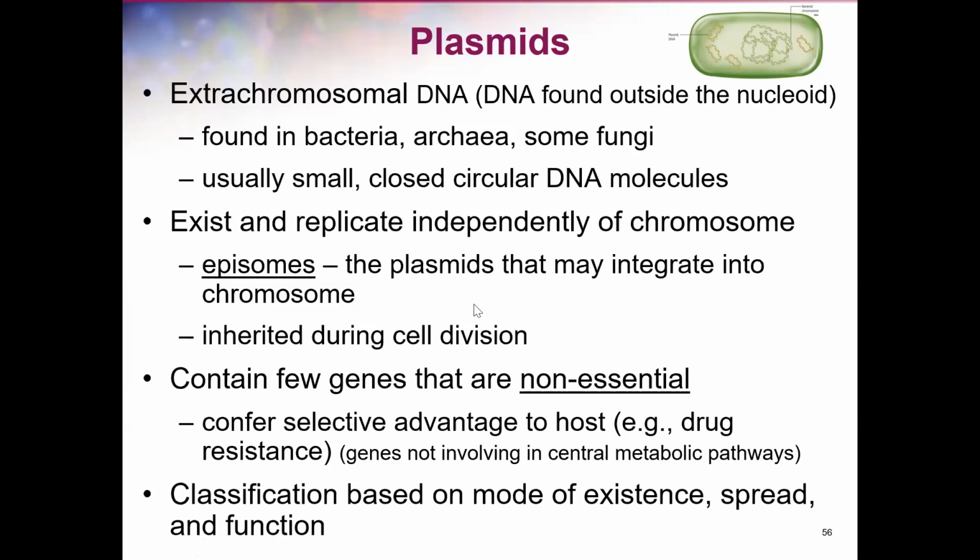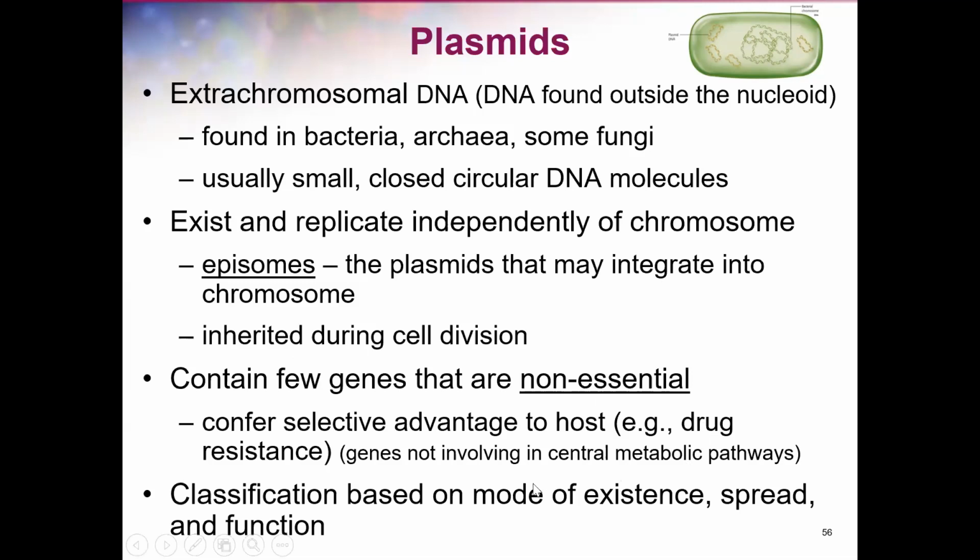It can reproduce another plasmid DNA. In terms of the genes, all the genes in a plasmid are so-called non-essential. That means even if the cells lose them, it won't kill them. Non-essential just means it won't affect the central metabolic pathway, so the cells can still survive.